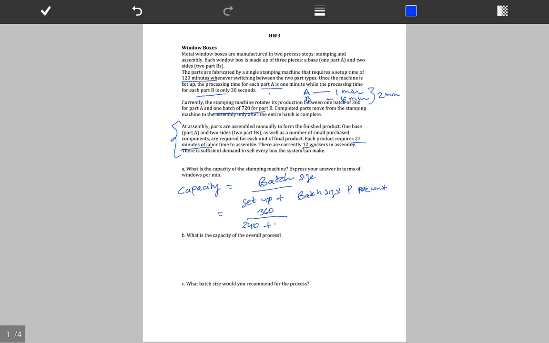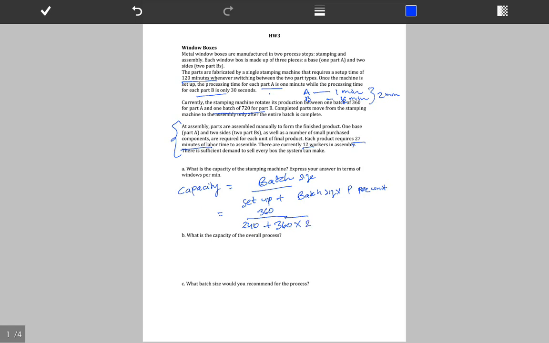Again, the batch size is 360. The same argument applies for the processing time. It's tempting to just write 1, but remember, in the process of making one window, you have to make 1 A and 2 B's, so altogether processing time is 2 minutes.